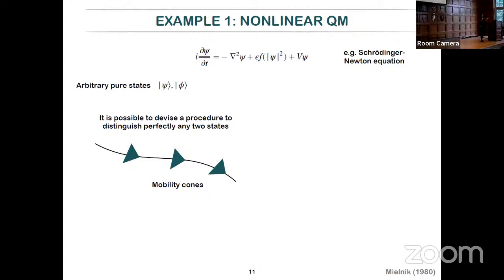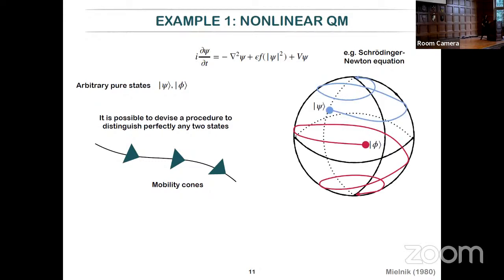So it can evolve into different directions. Basically, if you picture that, you can take these two arbitrary states and bring them totally apart into opposite points of the Bloch sphere. So for instance, you can take psi to the north pole and phi to the south pole by devising a procedure. So basically, these are two states that are perfectly distinguishable. What does this mean?